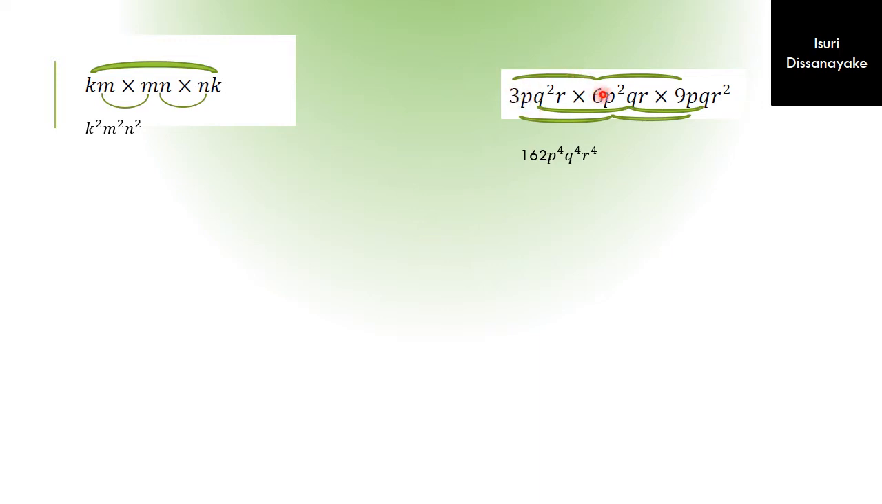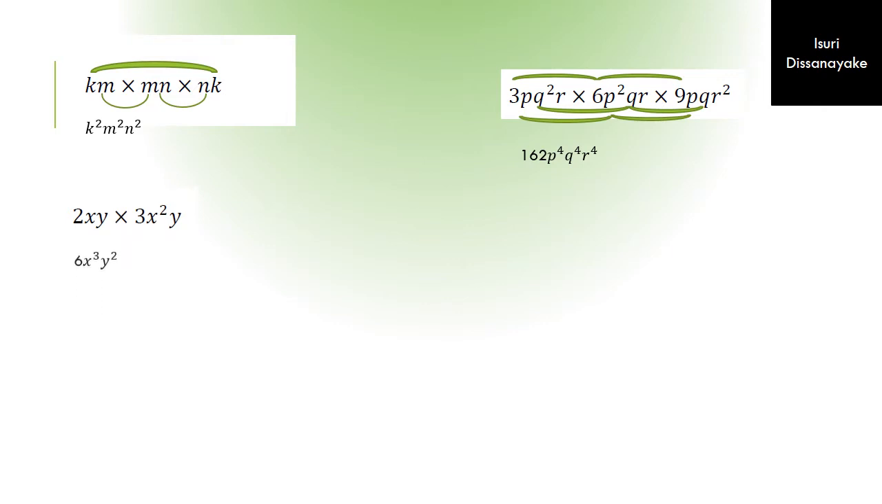3 times 6 times 9, it's 162. P1, P2, P1, altogether P to the power 4. Cube squared, Q to the power 1, Q to the power 1, altogether Q to the power 4. R1, R1, R2, that is R to the power 4.